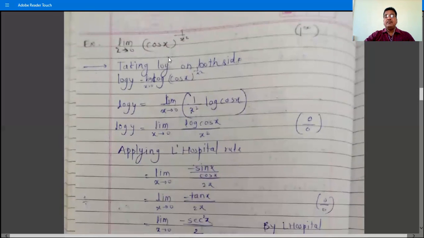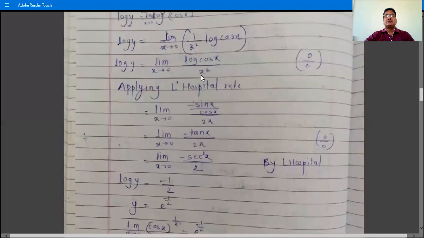The same type of problem on the L'Hospital rule of the type f(x) raised to g(x): limit x tends to 0, cos x raised to 1 by x square. If we substitute x as 0, then cos 0 is 1 and 1 by 0 is infinity. 1 raised to infinity is an indeterminate form. So taking log of both sides, first write y is equal to this. Denote y is equal to limit x tends to 0, cos x raised to 1 by x square. And then taking log of both sides, we have log y is equal to limit x tends to 0, log of cos x raised to 1 by x square.